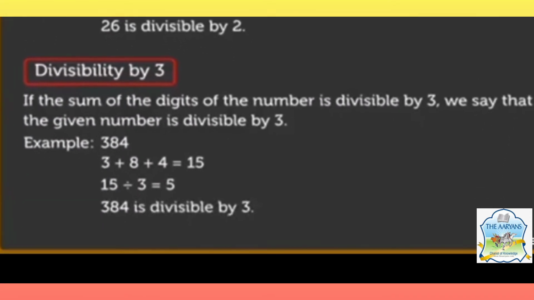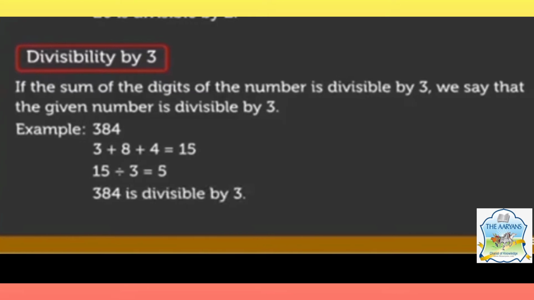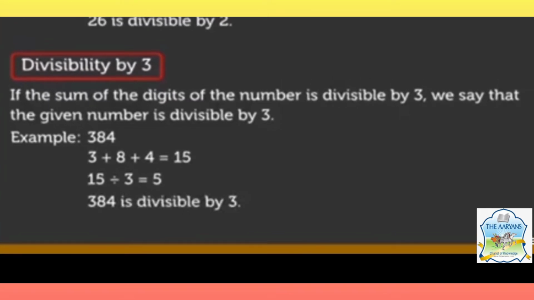Now let's test the divisibility of 3. If the sum of the digits of the number is divisible by 3, we say that the given number is divisible by 3. For testing the divisibility by 3, we have to sum up all the digits of the given number. If the sum is divisible by 3, then we can say a particular number is divisible by 3.